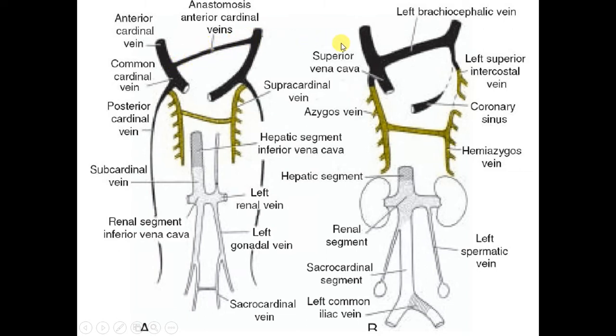This anastomosis between the anterior cardinal veins develops into the left brachiocephalic vein. In this diagram, this is the posterior cardinal vein on the left side, and it is disappearing. Blood is shunting from the left to the right. But the proximal portion remains on the left side as the left superior intercostal vein. The rest of the left cardinal system is disappearing, but the terminal portion of the left common cardinal vein remains and forms the coronary sinus, which is the main venous drainage of the heart itself.